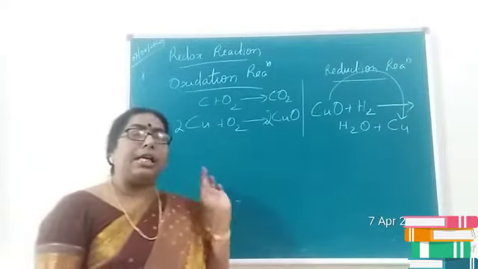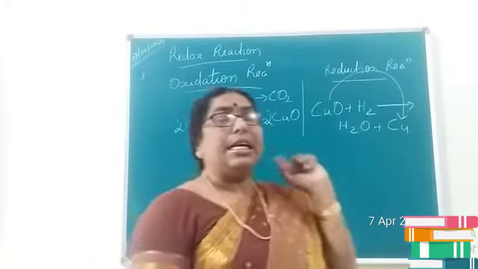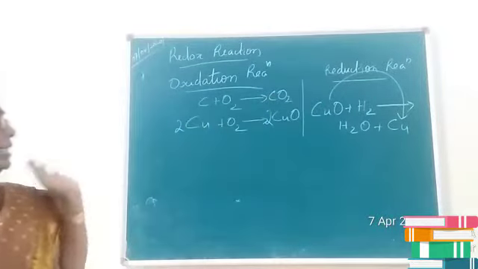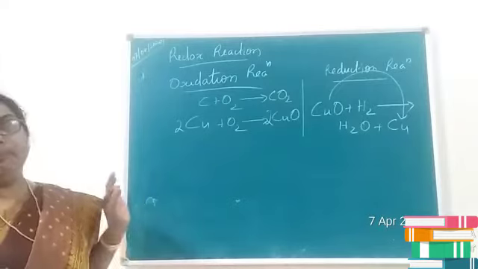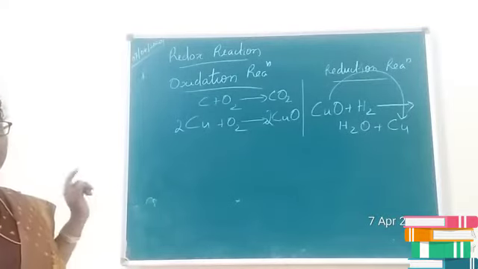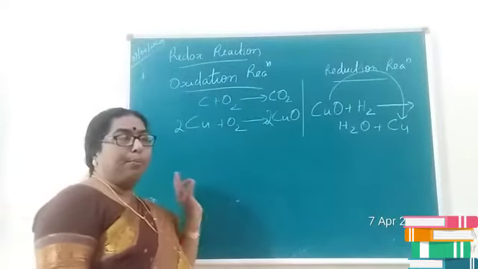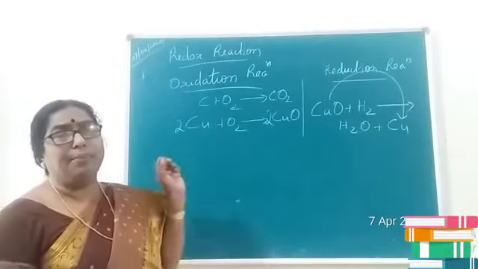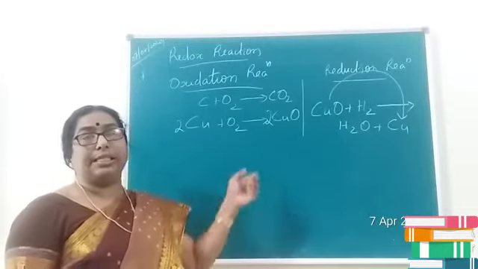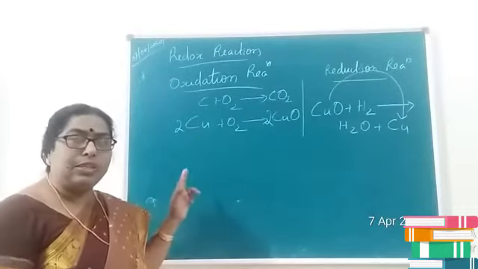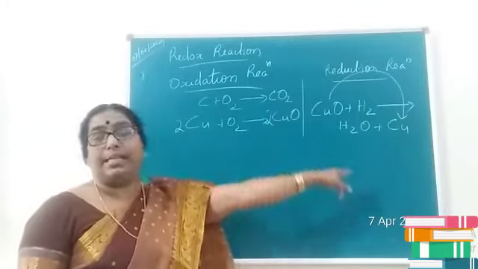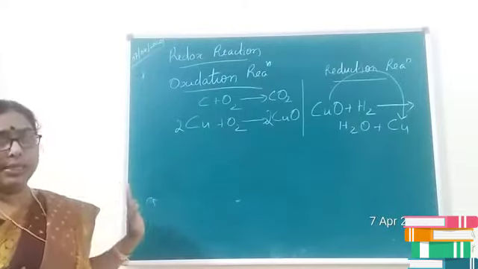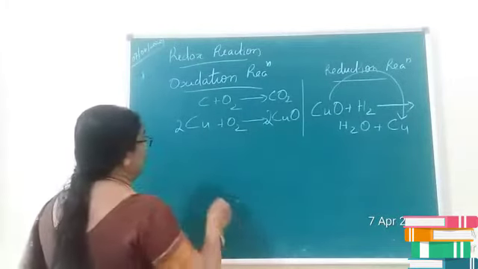The element which undergoes oxidation is termed as reducing agent, and at the same time the element which undergoes reduction is termed as oxidizing agent. Is it clear, children? Oxidation and reduction in terms of oxygen and hydrogen: the process which involves addition of oxygen is termed as oxidation. At the same time, the process which involves removal of oxygen is termed as reduction. Or the process which involves addition of hydrogen is termed as reduction, but the process which involves removal of hydrogen is termed as oxidation.